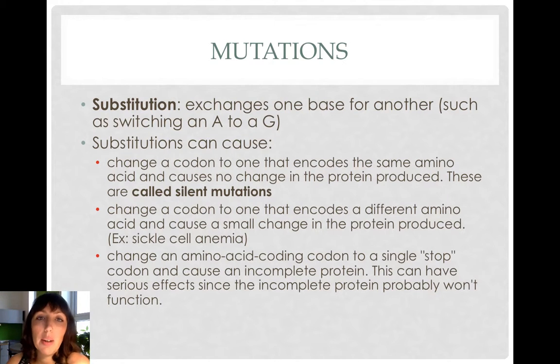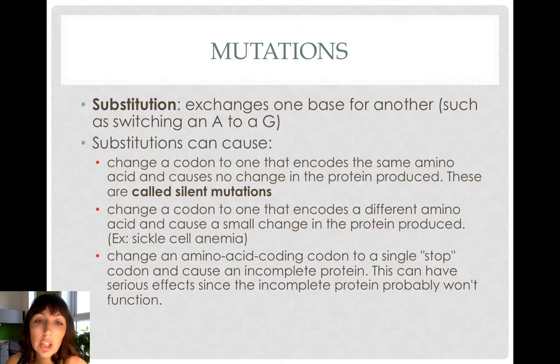Okay, so we'll talk a minute about mutations. There are a few different types of mutations that you're expected to know. The first one is substitution. This is an exchange of one base for another. An example would be switching an A to a G. Substitutions can cause a change in the codon, and that codon can call for the same amino acid or a different one. It really depends on the place and the nucleotide that changes, whether or not a change in the protein will be induced.